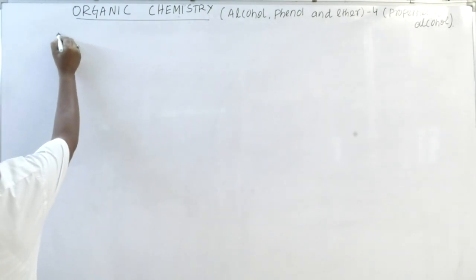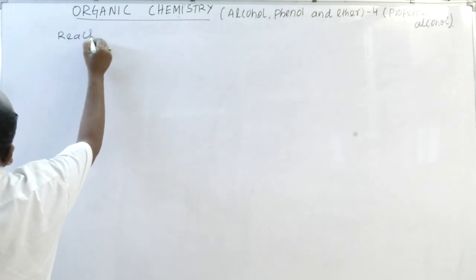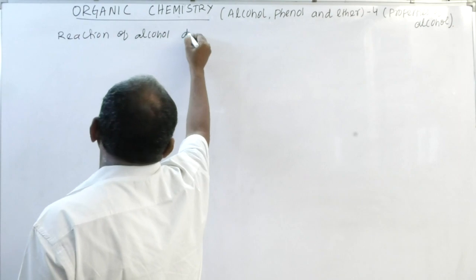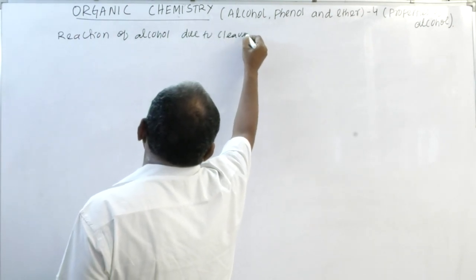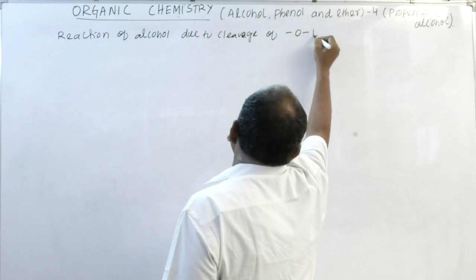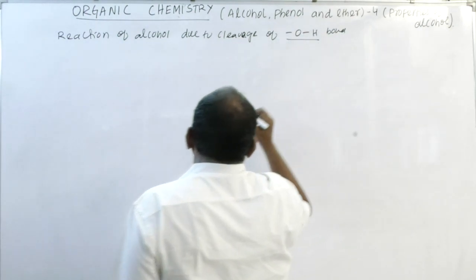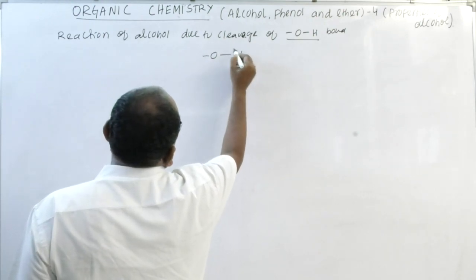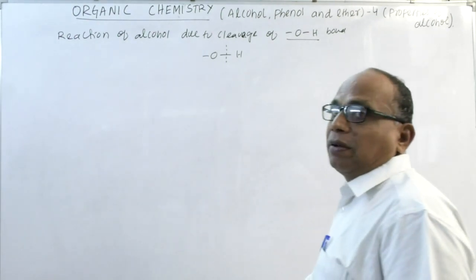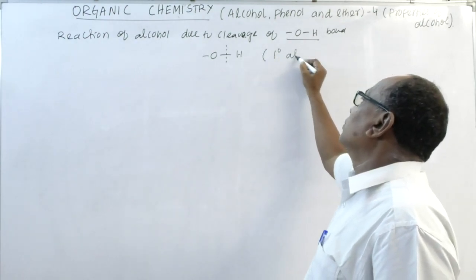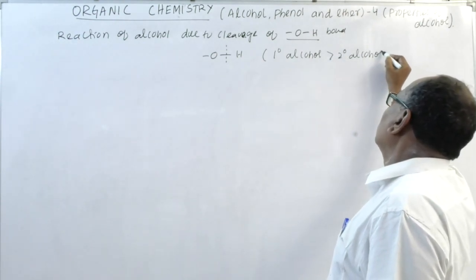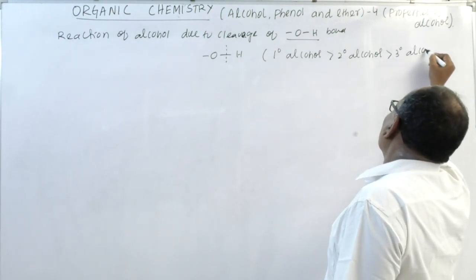That is the reaction of alcohol due to cleavage of the oxygen-hydrogen bond. So during the reaction, the oxygen-hydrogen bond gets cleaved, and the reactivity order during cleavage of the oxygen-hydrogen bond is: primary alcohol is more reactive than secondary alcohol, which is more reactive than tertiary alcohol.